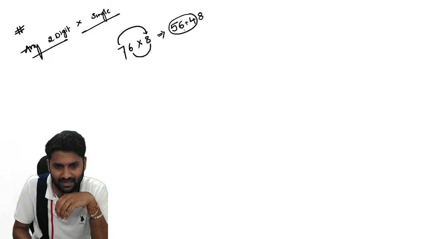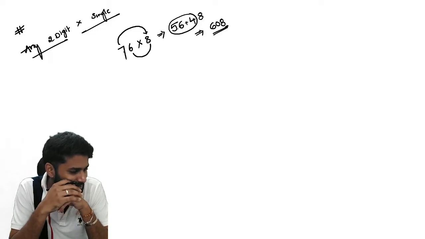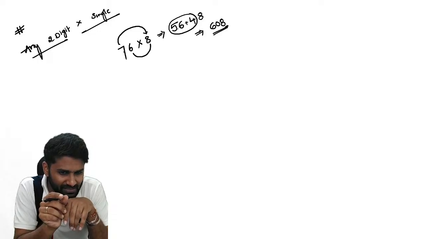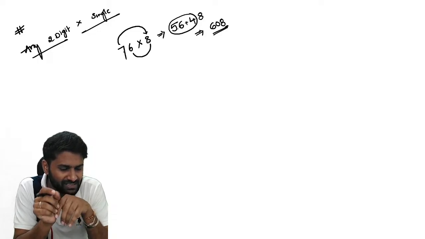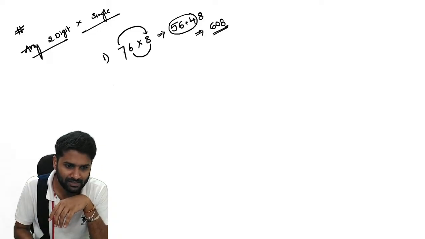Now you have to consider these digits and just add them up. 56 plus 4 is equal to 60, and the left number you have to take as it is. So the answer is 608. Is it clear? So multiply 7 into 8, 56, 6 into 8, 48, and you have to consider the previous number. So 56 plus 4 is 60, then the resultant becomes 608. Don't worry, we'll take a few more examples.